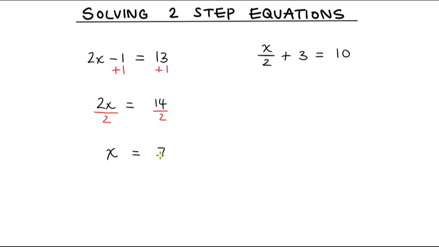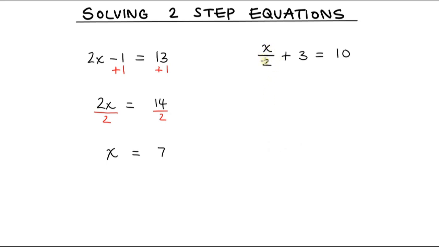So my answer is x equals 7, and you can always check your answer by substituting it back into the original expression. Notice, if I substitute 7 where x is, I'm going to have 2 times 7, which is 14. 14 subtract 1 is indeed 13. So I know that this is definitely correct. Okay, let's go through another example.